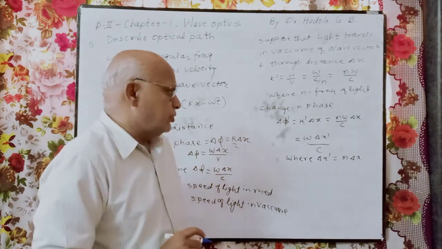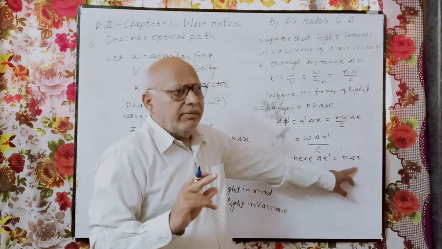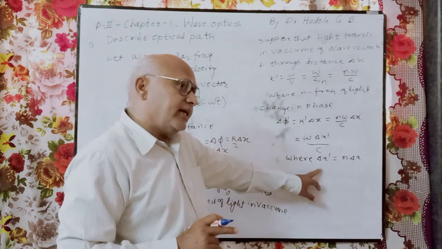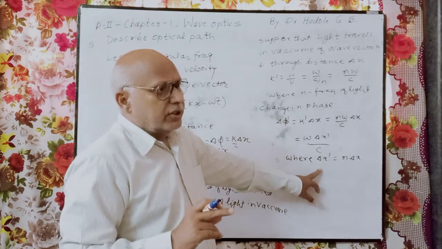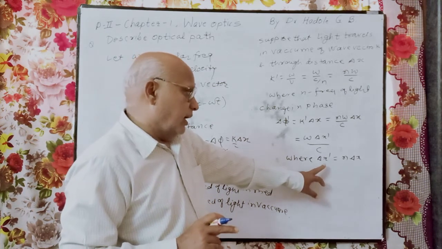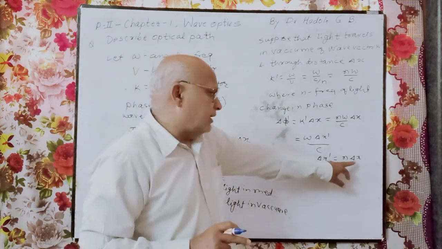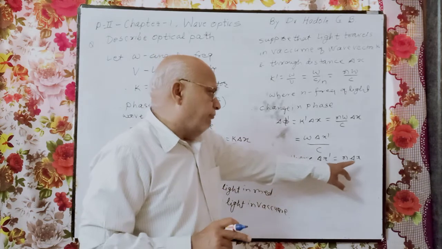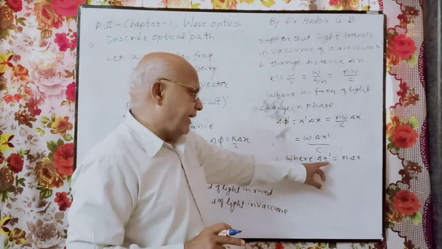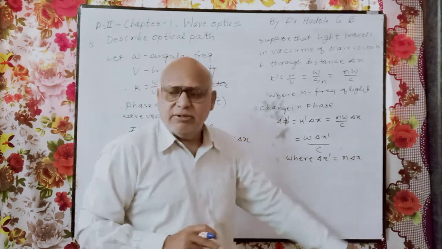Look at this point. Delta x is the distance travelled by light wave in a medium. Delta x dash is the distance travelled by the light wave in a vacuum, and therefore the relation of path difference or path length in vacuum and medium will be delta x dash equal to n times delta x, where this n is the frequency.